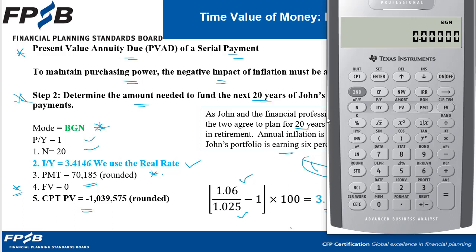There we go. Starting left to right, it's 20 N, and the discount rate is 3.4146, our IY. We're calculating the present value annuity due. The payment is $70,185. That's our payment, and there is no future value because the retirement is over. We compute the present value annuity due, $1,039,575.